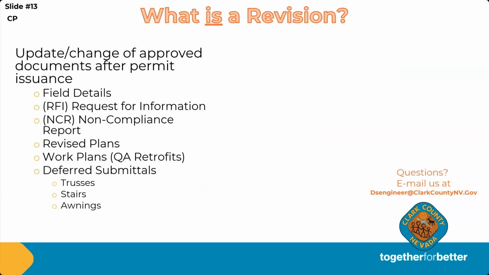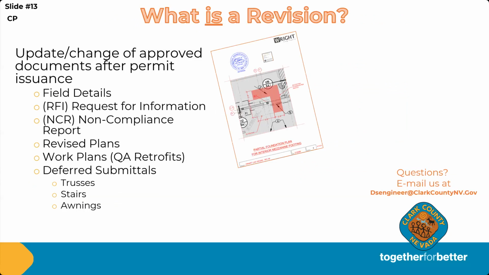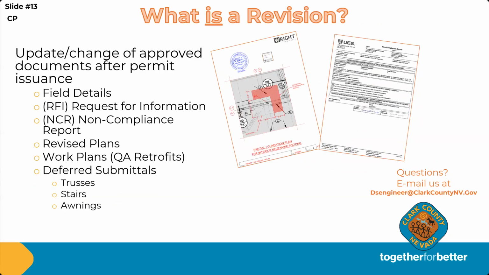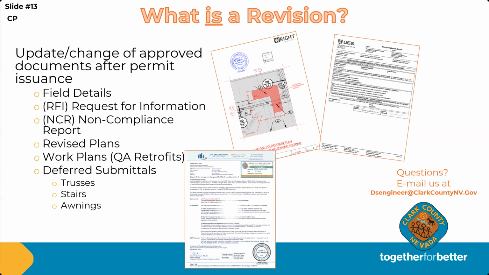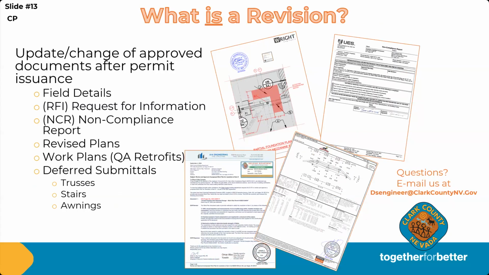So what is a revision? We are after the permit has been issued. For sure, you can't change anything anymore. Now, for sure, you need a revision, but all of the listings that Shano explained earlier. So now we are going to update or change something within the set of approved documents. So what can those changes be?